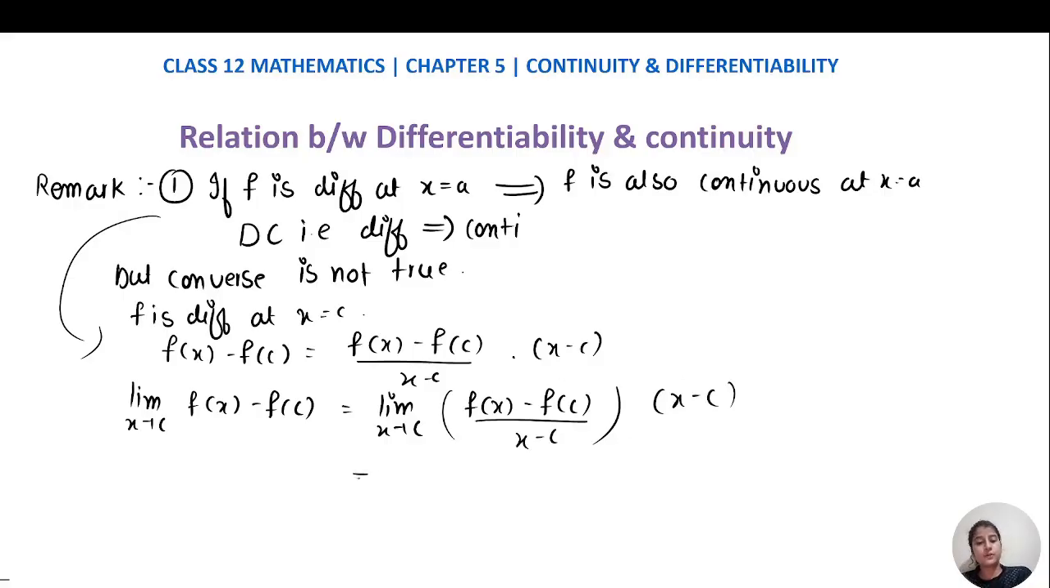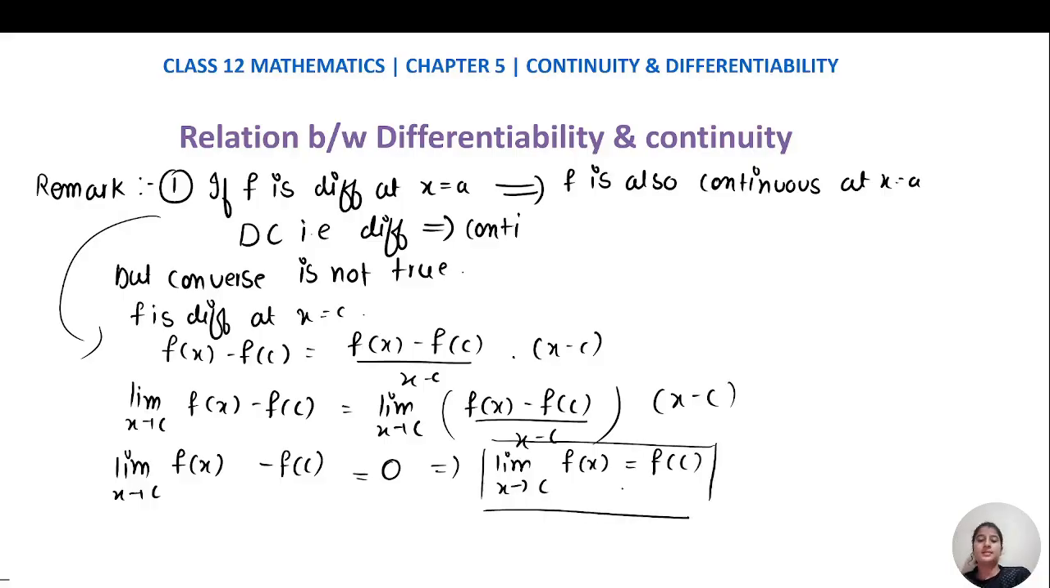This is nothing but the derivative of the function, and the other factor, x minus c, has limit 0. So what do we get? This side will be 0 and the other side will be the limit as x tends to c of f of x minus f of c. As there is no x in f of c, its limiting value is just the constant f of c. So the limit as x tends to c of f of x equals f of c. So the limiting value and the function value are the same. So f is continuous at x equals c. Hence, if the function is differentiable, then it is also continuous.